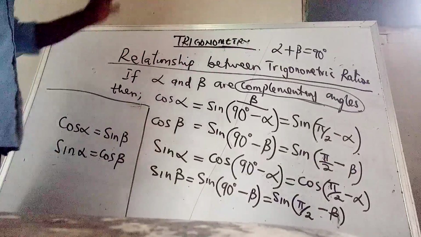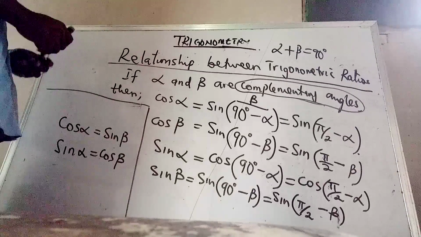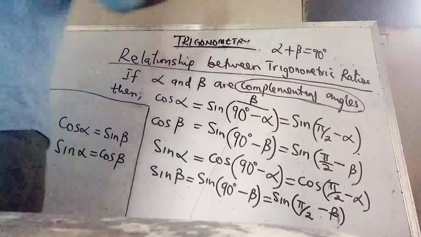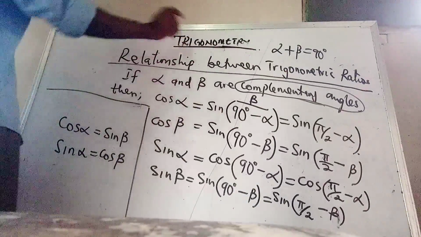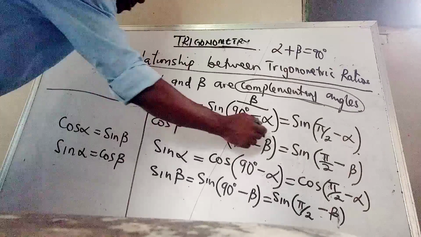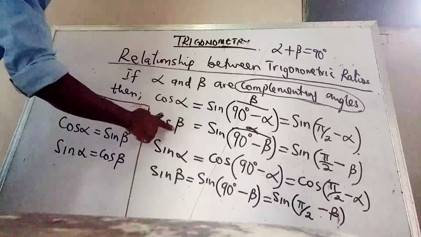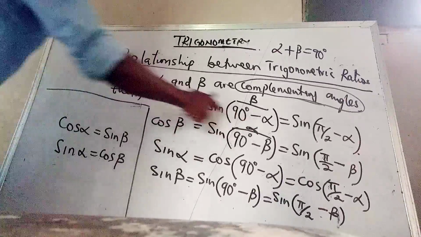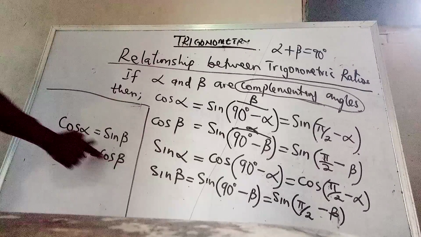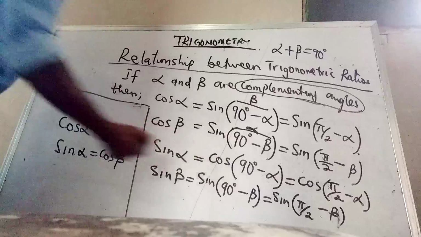So, I'm talking about complementary angles. I don't want you to misinterpret what I'm saying. As long as the two angles sum up to 90 degrees, this follows. That means here, if you subtract beta from 90, what you are getting is alpha. That's why cos beta equals what? Sine alpha. Cosine beta equals sine alpha. So if you subtract this and so on and so forth.